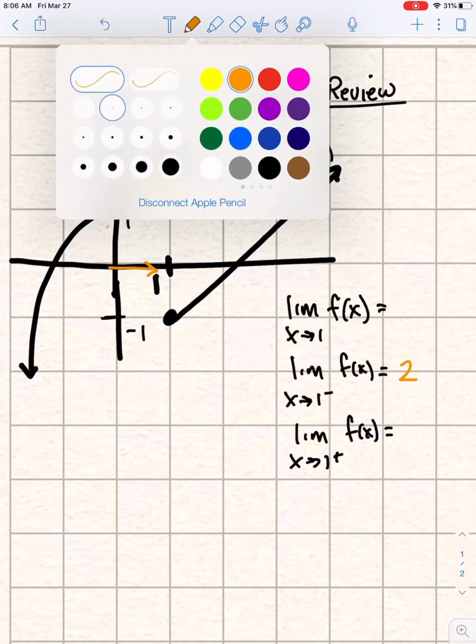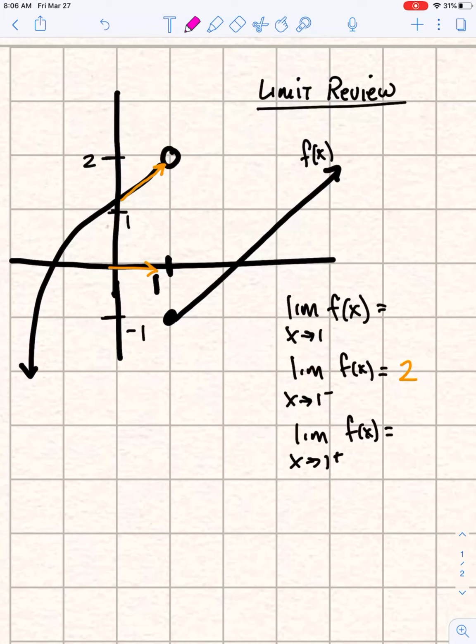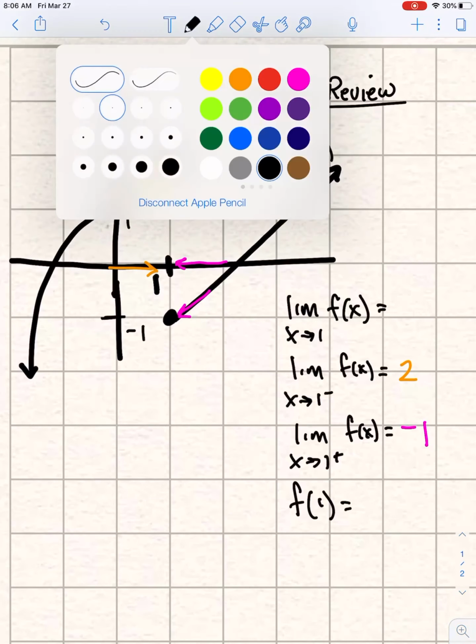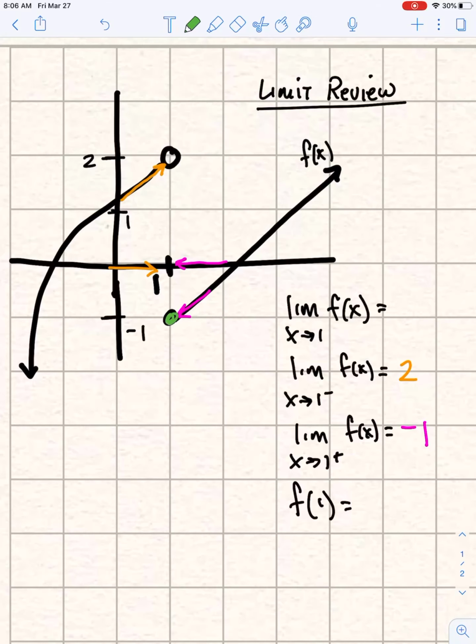Don't worry about that open circle there. We're really just concerned about what it gets closer to. From the right side, as x gets closer to 1, the height of your function gets closer to -1. So really the open and closed circles don't matter all that much unless you were asking for what is f of 1. Now f of 1 is where the closed circle is. So since that's closed, you don't want to use the open circle, you just want to use the closed circle, so you get -1.